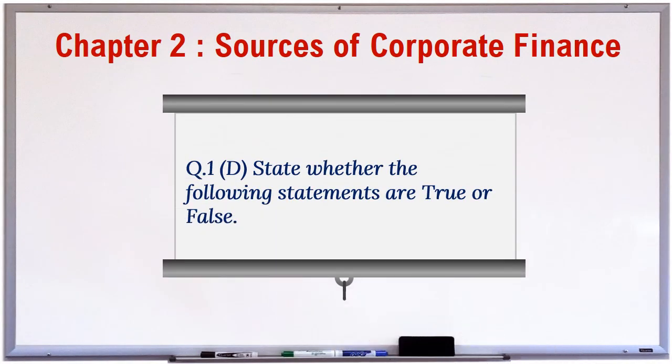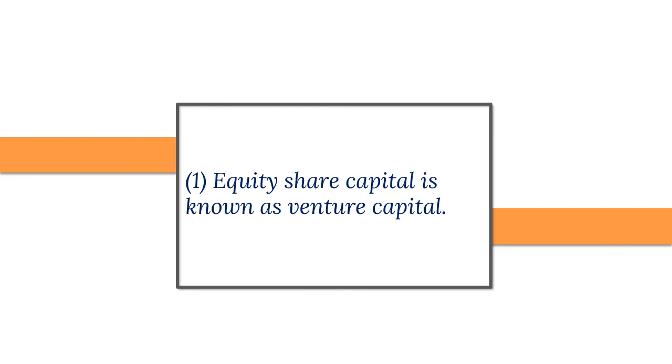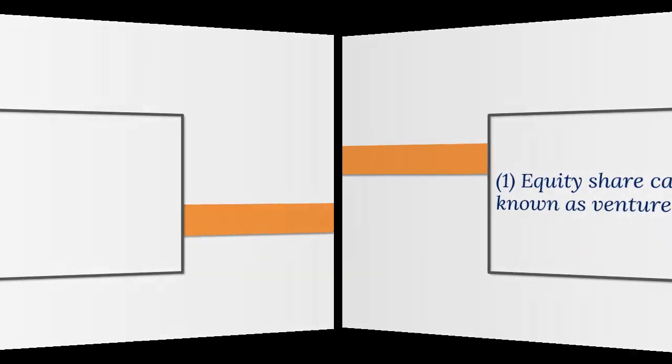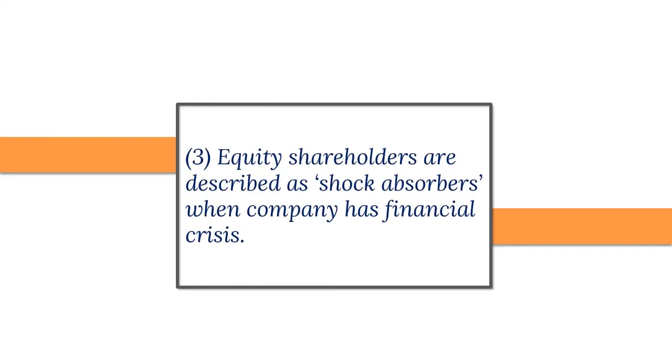Question 1, D. State whether the following statements are true or false. 1. Equity share capital is known as venture capital. This statement is true. 2. Equity shareholders enjoy fixed rate of dividend. This statement is false. 3. Equity shareholders are described as shock absorbers when company has financial crisis. This statement is true.